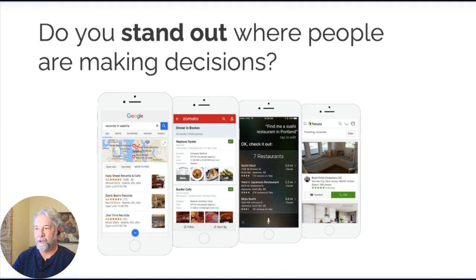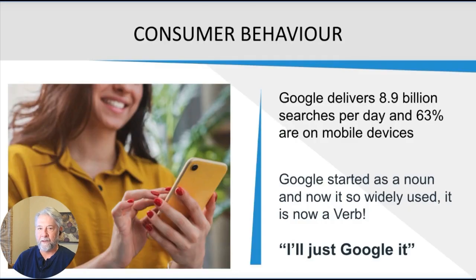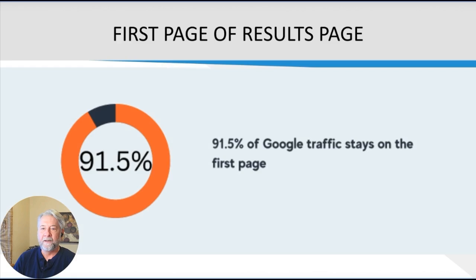Basically, in today's world, you need to be where people are making decisions. And let's face it, they're making decisions online. And in that online ecosystem, the consumer behavior is radically changed. Google delivers almost 9 billion searches per day, and over half of them are on mobile devices. And it is a noun, but now it's also a verb. I'll just Google it. Google this, Google that. So it's important for businesses to be there. But if you're not on the first page of a Google search result, then you're basically invisible.